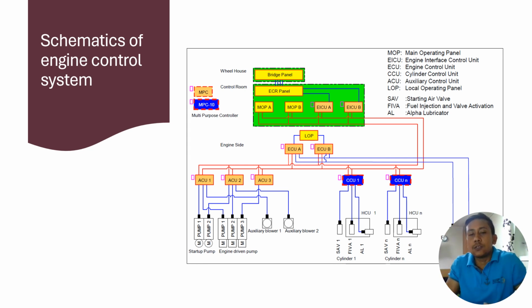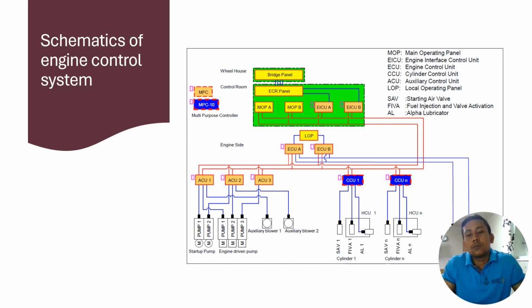And we have the CCU, cylinder control unit. For every cylinder we have one cylinder control unit. Say if you have a 7-cylinder engine, we have seven cylinder control units. The cylinder control unit operates the starting air valve, FIVA and alpha lubricator. The ACU and CCU receive signals from the ECU, engine control unit. We have two ECUs, ECU A and ECU B. Both are interconnected with the local operating panel, and these ECUs are capable of operating independently.